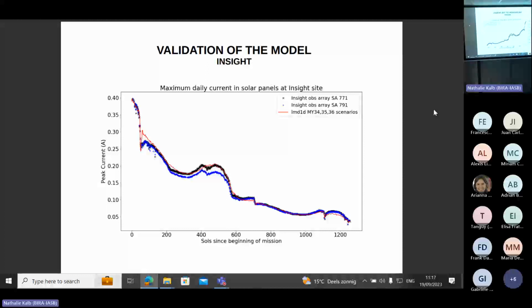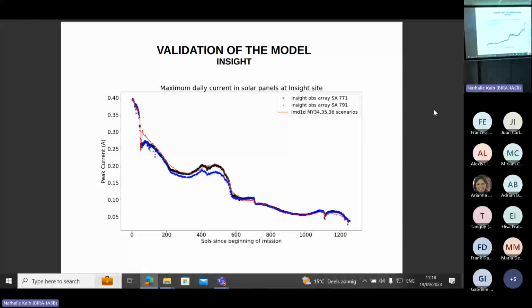We have access to another parameter, another field that is not really relevant, but for InSight, we have the electrical power. And so we can compare it to our model. So in red here, you have the model I just described. And in blue and black dots, it's the measurements of the InSight solar panels. And so, of course, we use the right scenario, from Martian year 34 to Martian year 36, to make the right comparison.